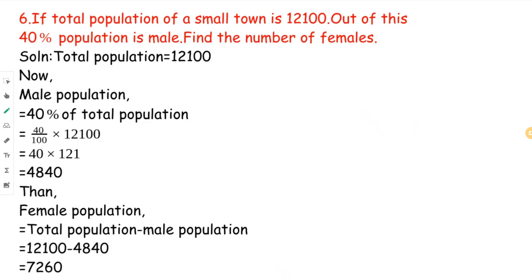Right, question number 6. If the total population of a small town is 12,100, the total number of population, and out of this 40% of the population is male, find the number of females. Once again, just like our previous question, we have to find out the number of females here. So we'll first find how many of the population are males, then we'll subtract it from the total population. So once again, total population is 12,100. Now they've given us the male population, of course in terms of percentage. So let's find out how many of the population is male or men.